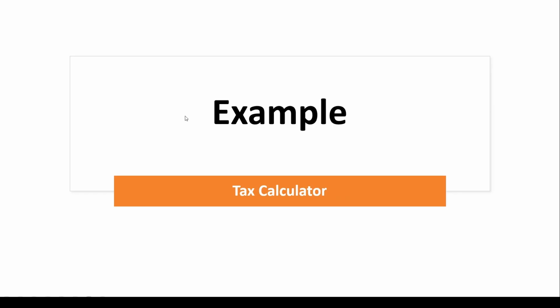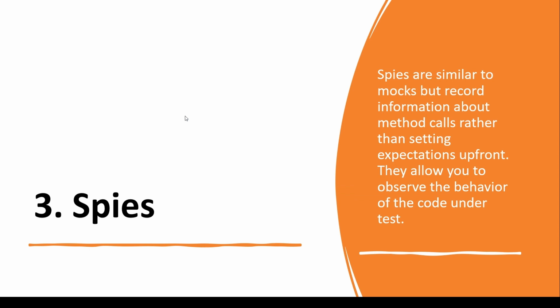So the next test double is Spies. Spies are similar to mocks but record information about method calls rather than setting expectations upfront. They allow you to observe the behavior of the code under test.